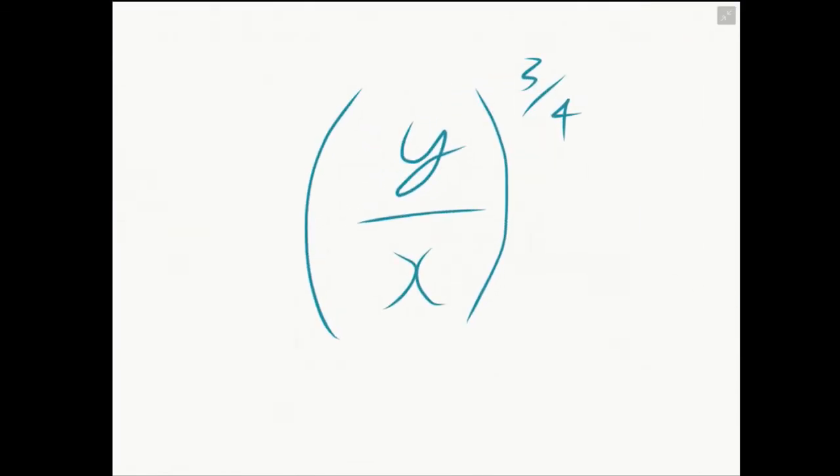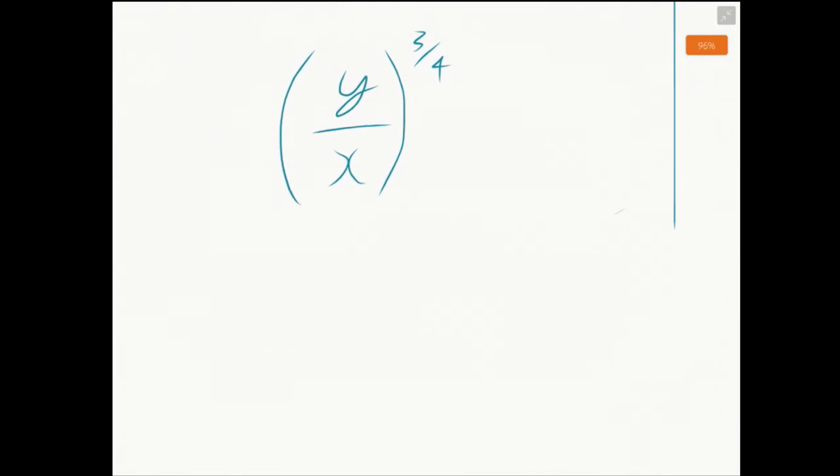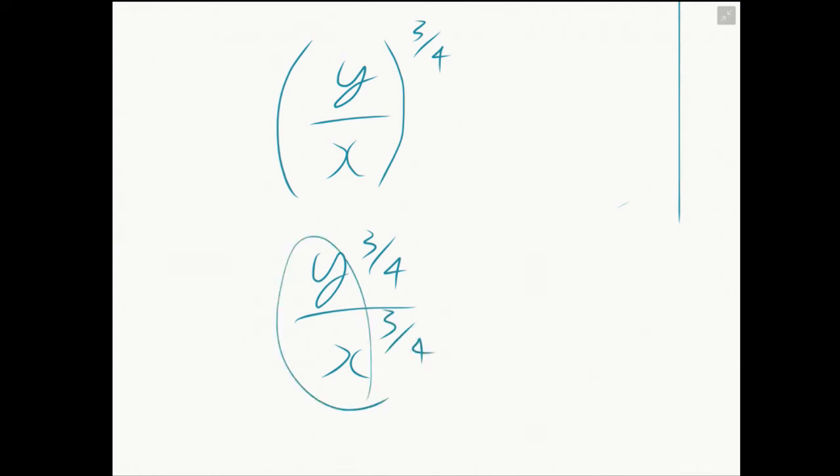Here's the last example that we're going to see today. Y over x times 3 over 4. This is still going to distribute. Now, there are two ways to write this. You could either write this as my personal favorite way, like this. So we're going to raise each of the numbers within our base, which is a fraction in this case, to that exponent.